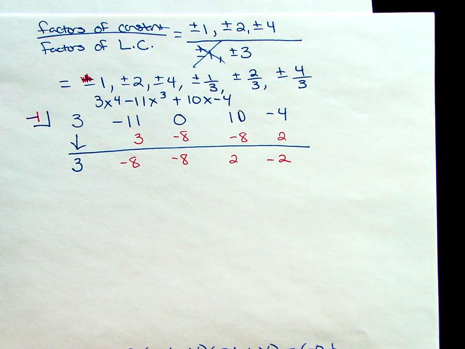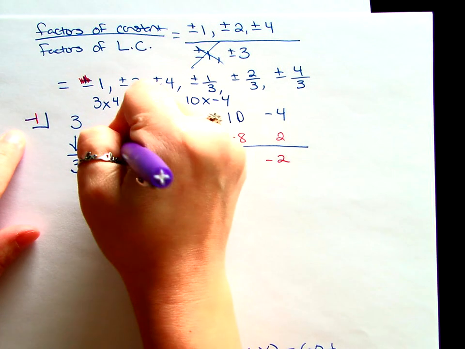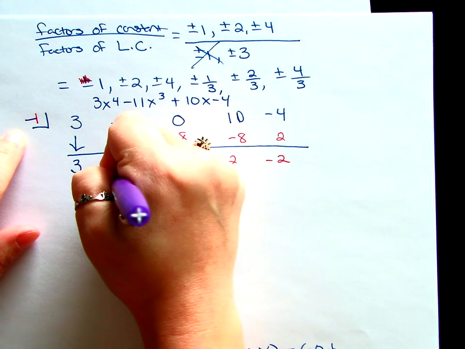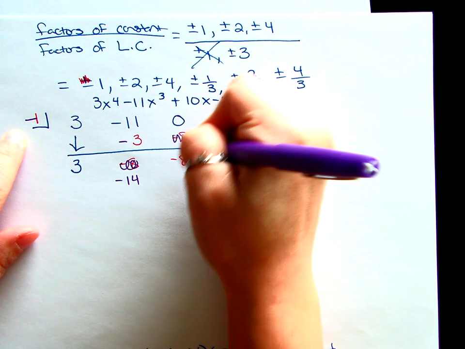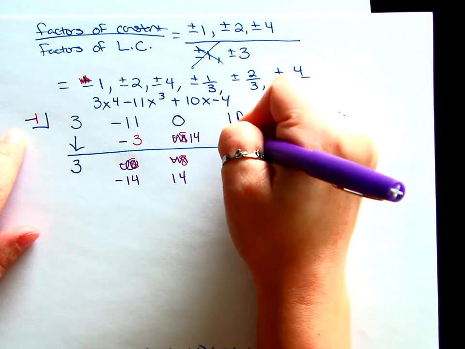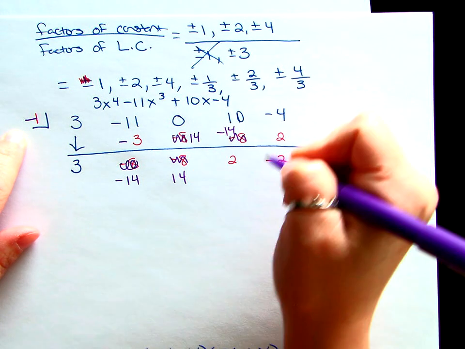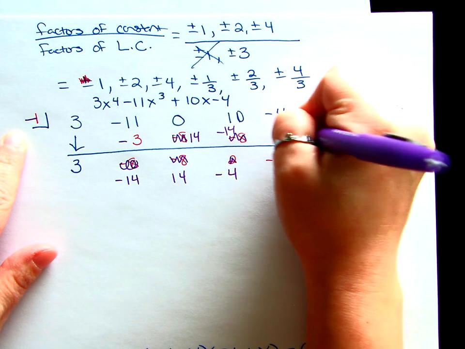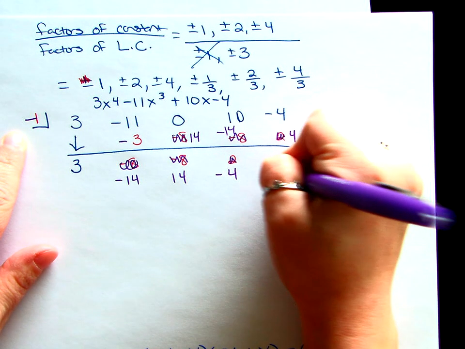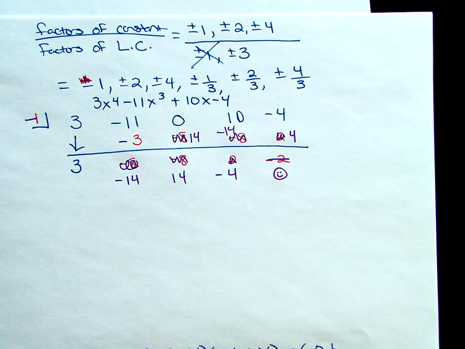Negative 1 times 3 would be negative 3, which would give me negative 14. Positive 14, negative 14, positive 4. Yay! We got a 0. So I know for a fact that negative 1 is a 0 to this polynomial function.